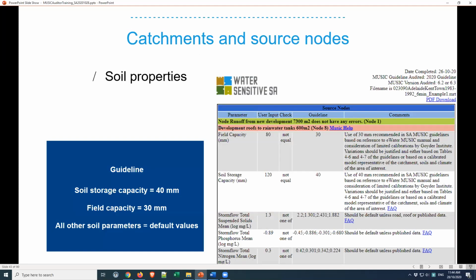So this is, I guess, a typical example of what things might look like with the auditor. We're checking those soil storage and field capacity parameters. If people use the defaults in MUSIC, they will get flagged under what's currently proposed for the guideline, which means that you'll probably see a lot of flags in the short term, until people figure that out, essentially.